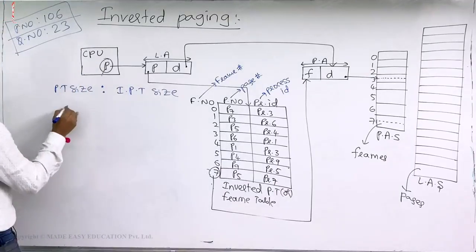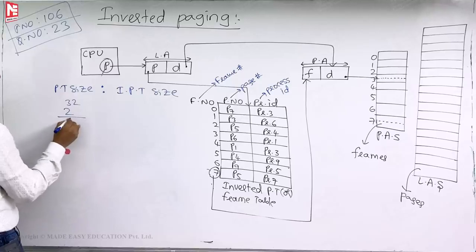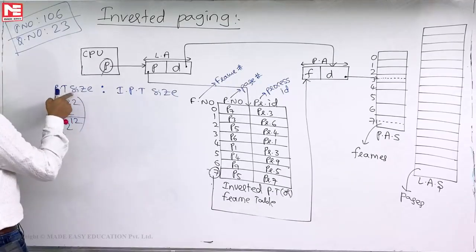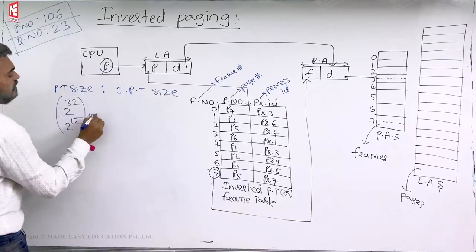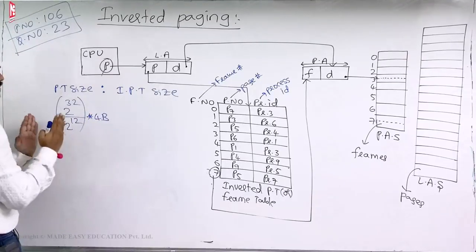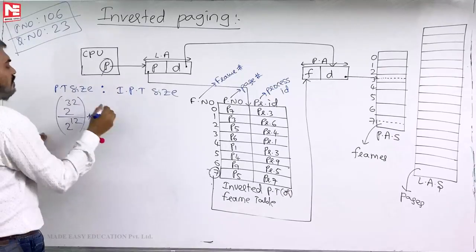So look at here. So 32 bits. 2 power 30 divided by 2 power 12. So okay, page table size. Same thing. Number of entries multiply with the entry size. Entry size 4 bytes. Number of entries multiply with entry size. Okay, normal page table size.